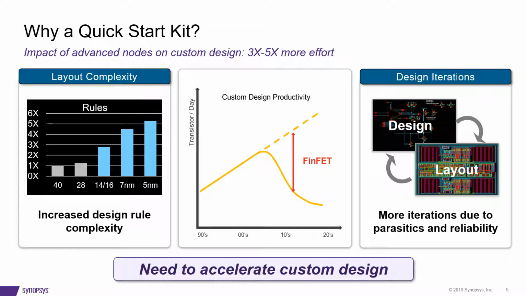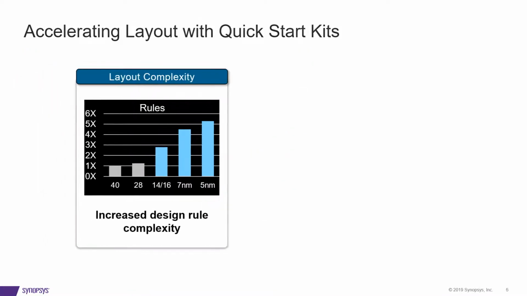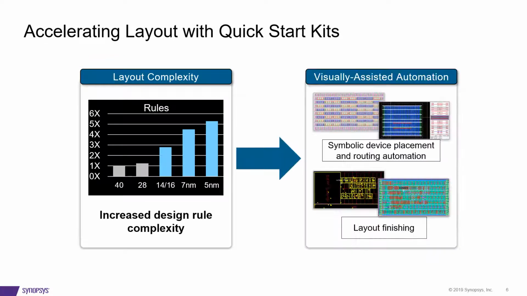QSK helps accelerate custom design. The answer to layout complexity is visually assisted automation, which consists of device placement and routing automation. Designs also require layout finishing, which require decap and dummy cell insertion along with complex guard rings.